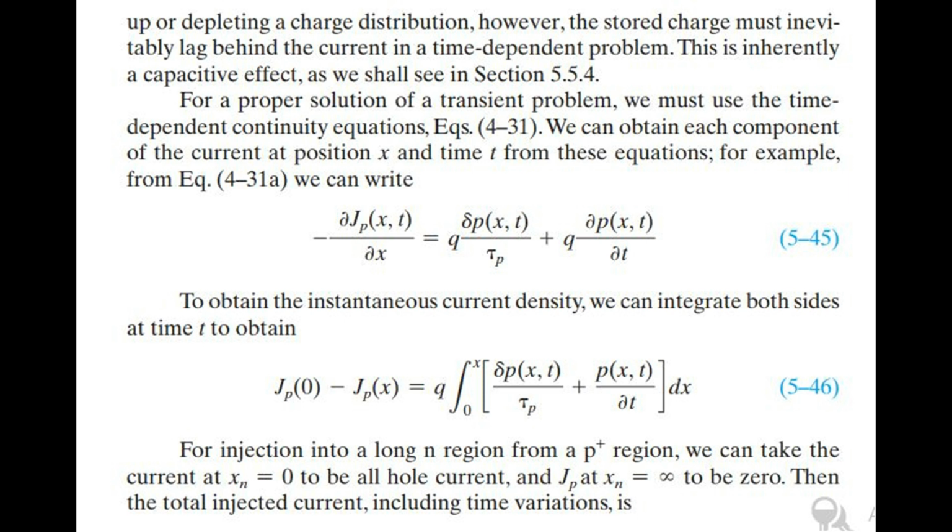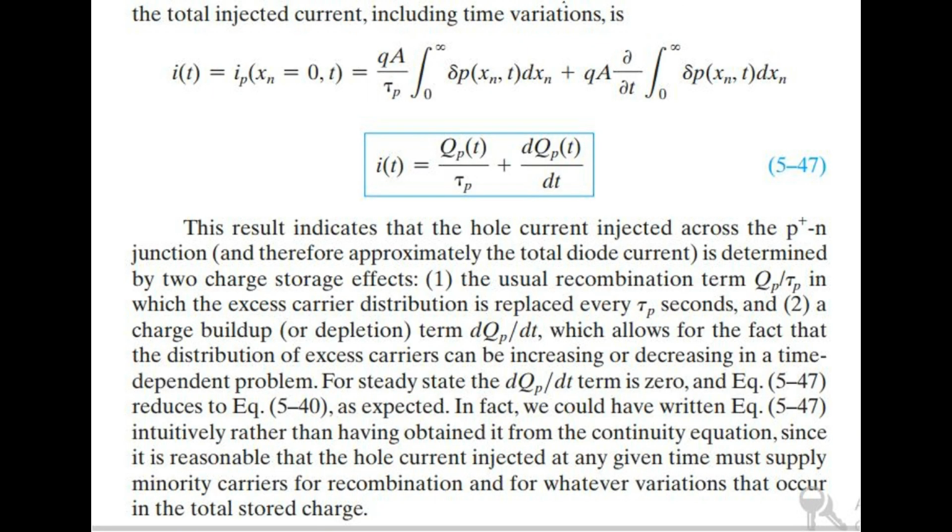This result indicates that the hole current injected across the p+n junction, and therefore approximately the total diode current, is determined by two charge storage effects. One, the usual recombination term Qp/τp, in which the excess carrier distribution is replaced every τp seconds, and two, a charge buildup, or depletion, term dQp/dt, which allows for the fact that the distribution of excess carriers can be increasing or decreasing in a time-dependent problem. For steady state the dQp/dt term is 0, and EQ. 547 reduces to EQ. 540, as expected.